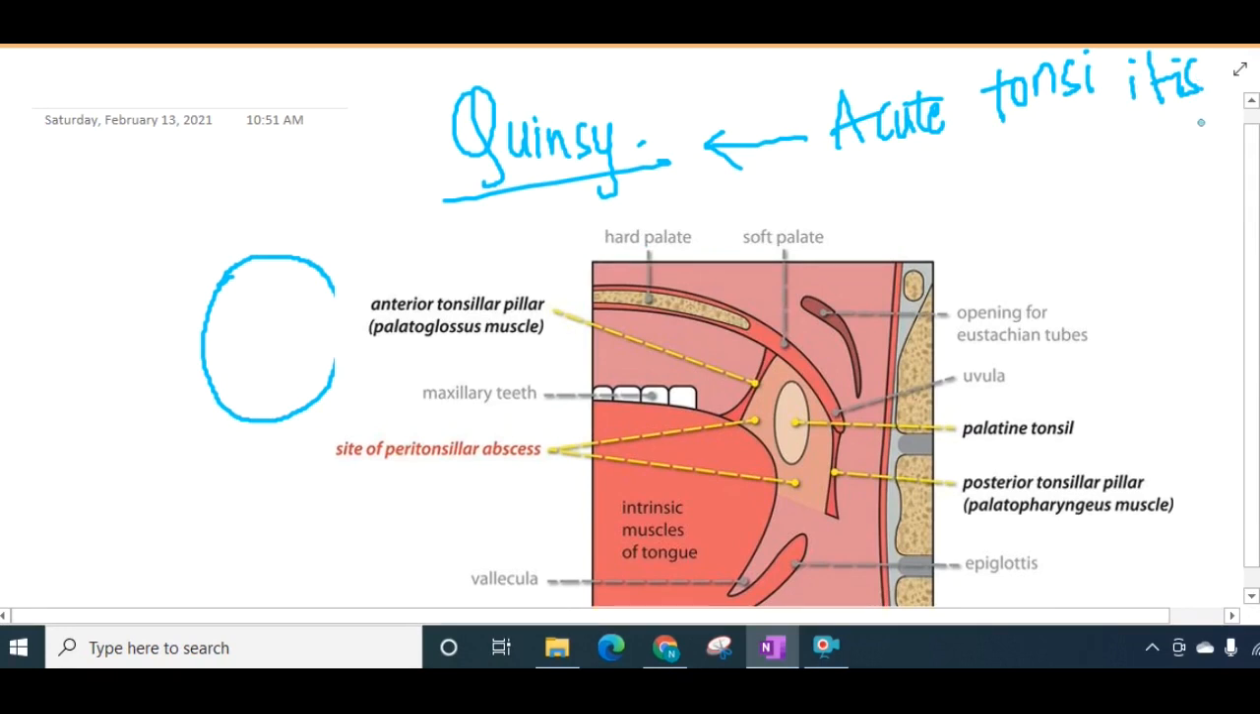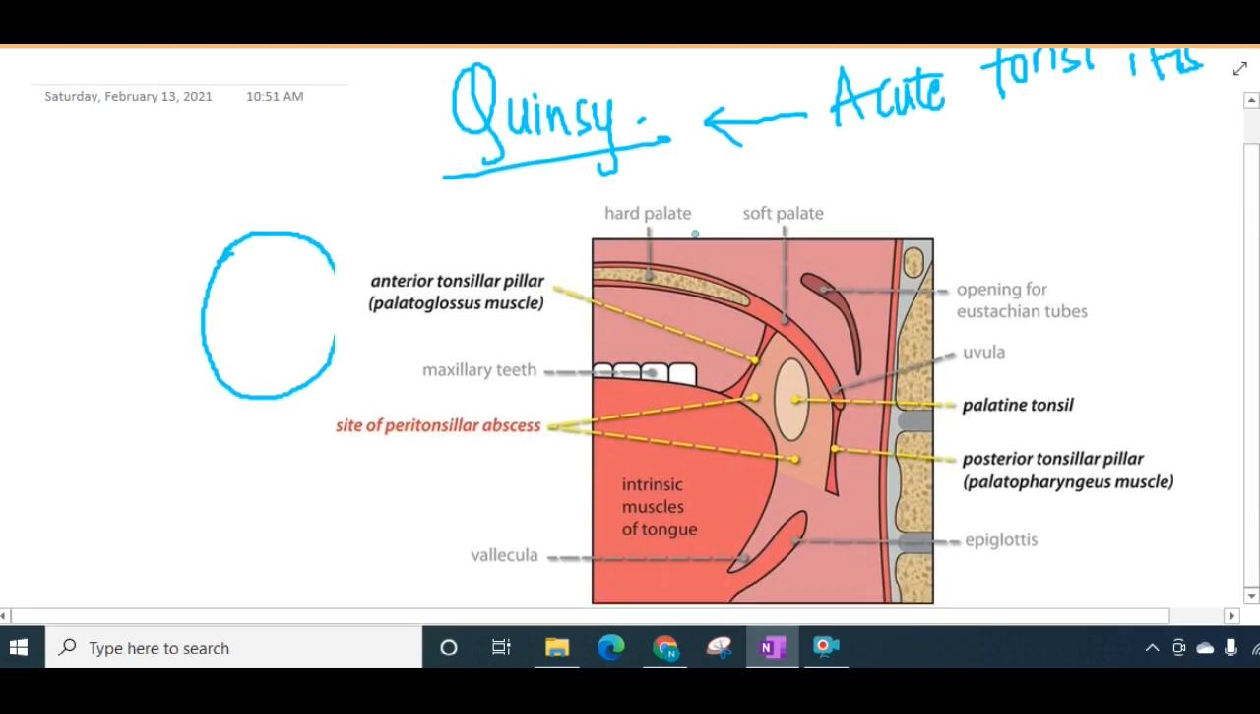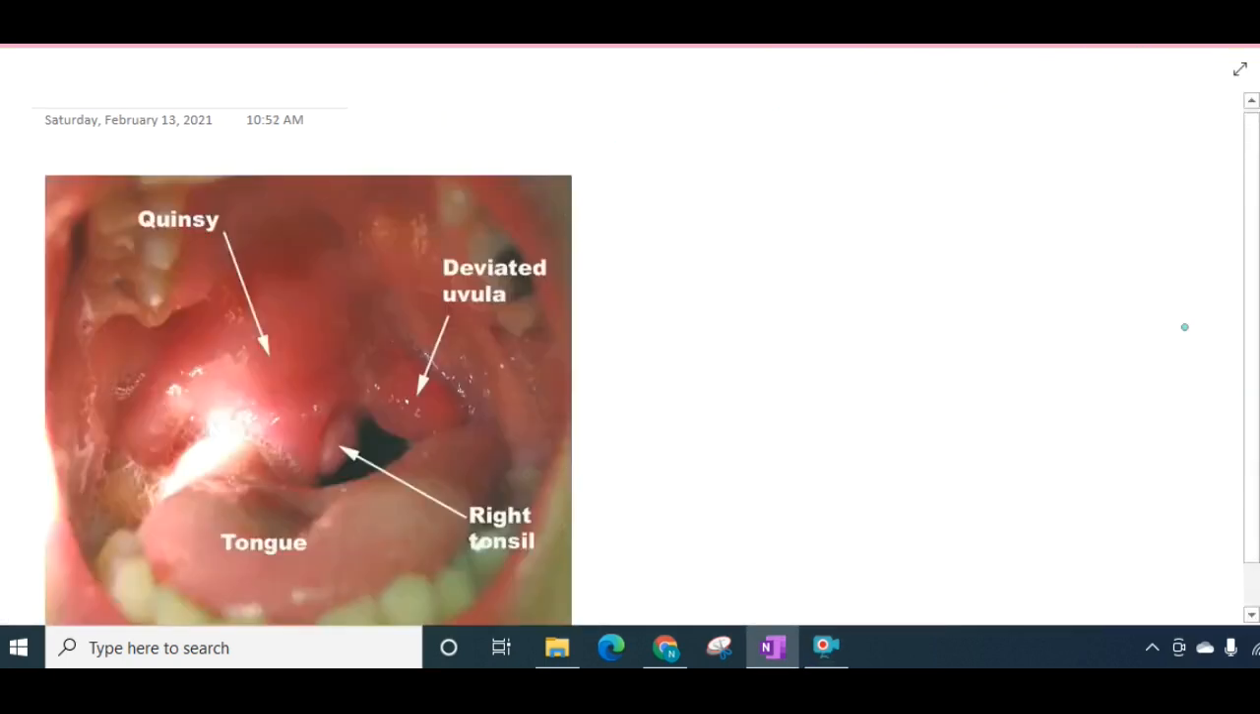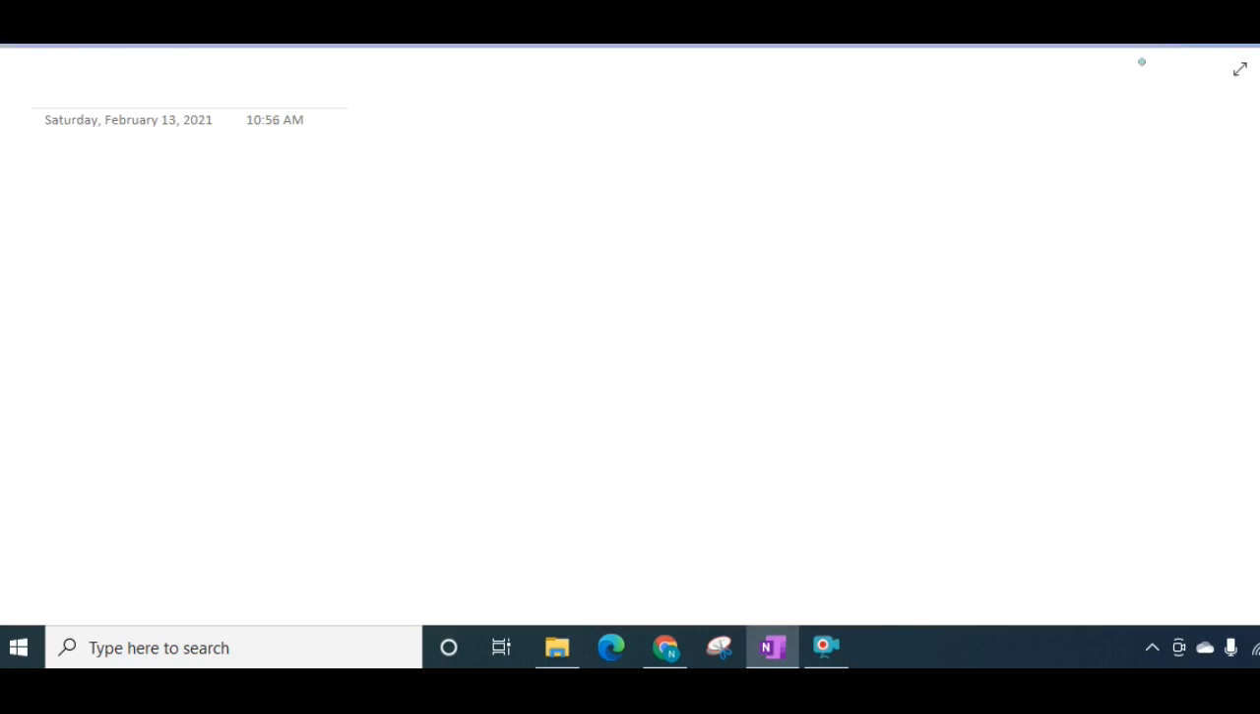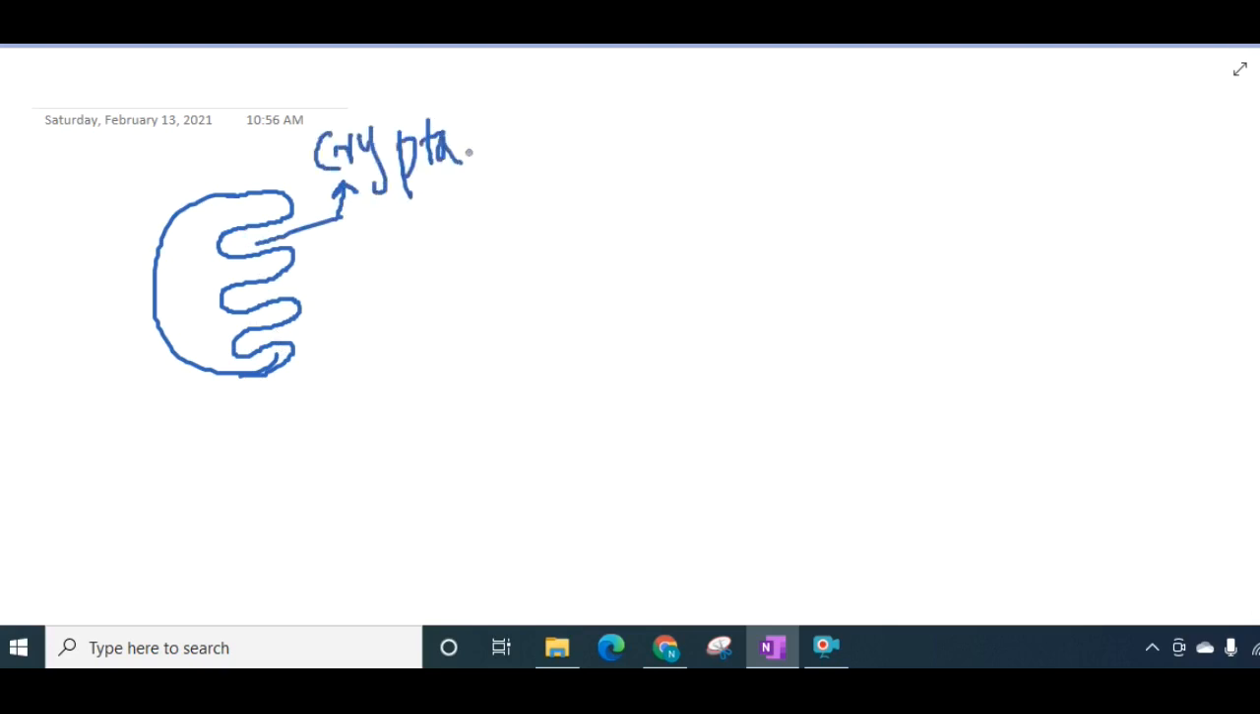First, how does quinsy form? Let us see. This is the tonsil, and in the tonsil we have many crypts. Among all these crypts, there is one crypt which is largest. The tonsil on the medial surface has many crypts. One of the crypts is largest and it is called the crypta magna.